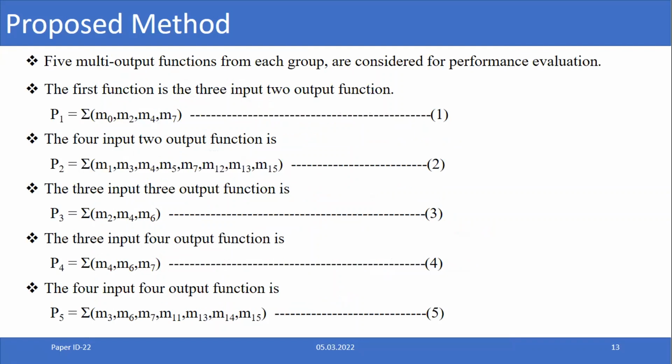I have taken 5 multi-output functions, and each multi-output function is taken from each category of group. Each category of group means I have taken the first multi-output function from 3-input, 2-output function, and the second function from the 4-input, 2-output function. Third one from 3-input, 3-output function, and fourth one from 3-input, 4-output function, and fifth one for 4-input and 4-output. That's why I had to describe the genetic algorithm of the proposed method in brief, elaborately. I have taken 5 different functions from 5 different categories of groups.